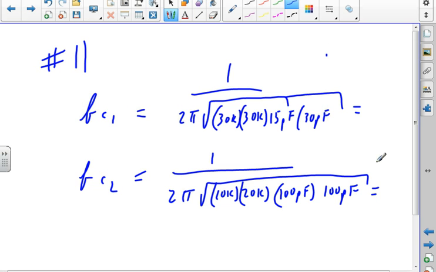Looks like I'm at 250 kilohertz. Okay, second guy. 1 divided by 2 times pi times the square root of 10K, 20K, 100 pico, times 100 pico.